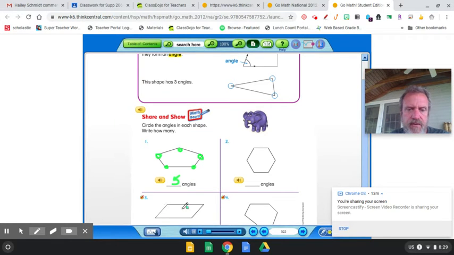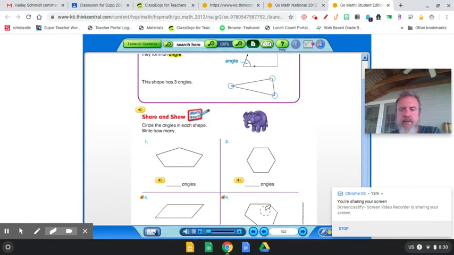Let's do this one. 4 sides, 1, 2, 3, 4. 4 vertices, 1, 2, 3, 4. How many angles do you think? Perfect. 4. They're all right here. So we write a 4 here. Okay? So this is really just a continuation of the last pages. That's why I'm not going to do it in 2 different lessons.